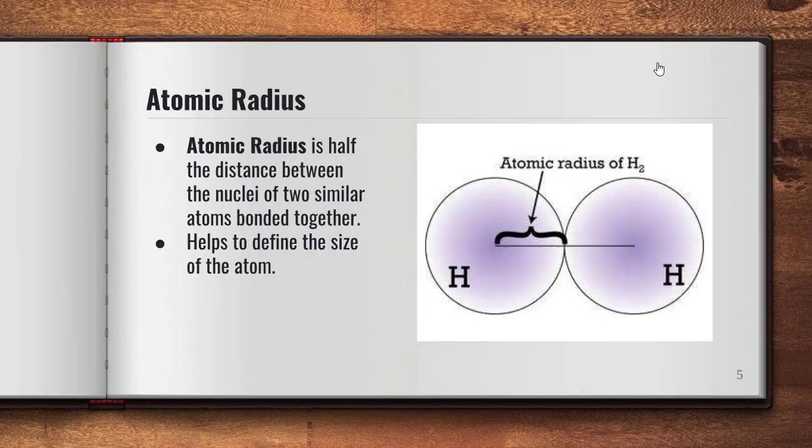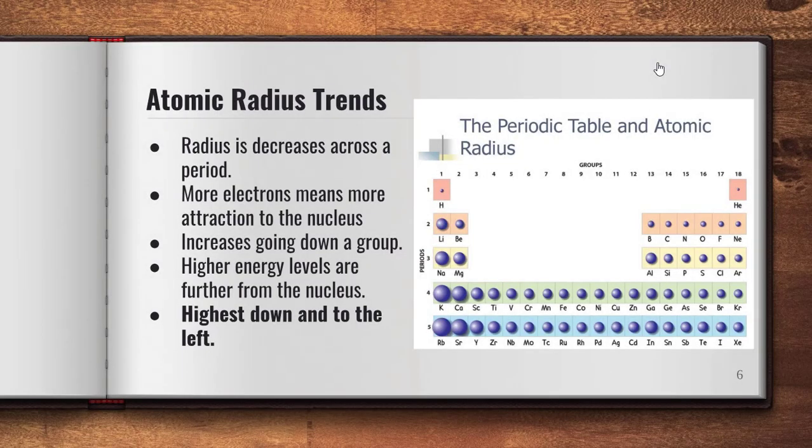So first and foremost, the atomic radius is half the distance between the nuclei of two similar atoms that are bonded together. As you know in geometry, the radius is equal to half the diameter of a circle, and the atomic radius is a very similar concept. This helps us to define the size of an atom, and this is a trend that we're able to see on the periodic table. The radius decreases as it goes across a period. If we go from left to right on the periodic table, the atomic radius actually decreases.